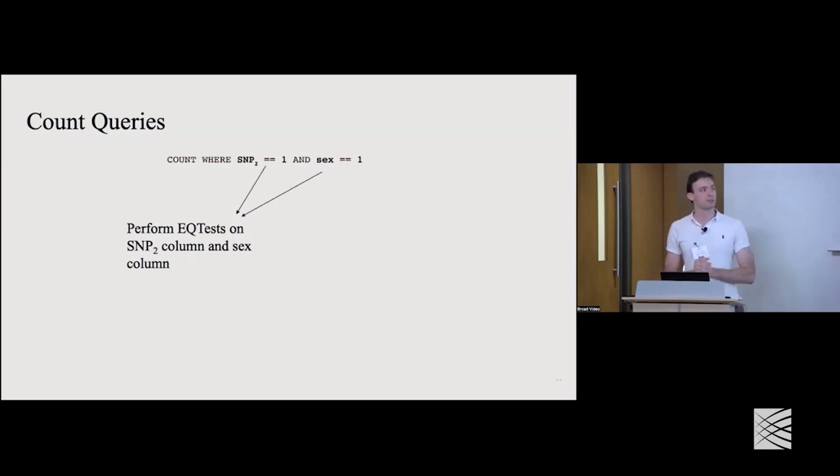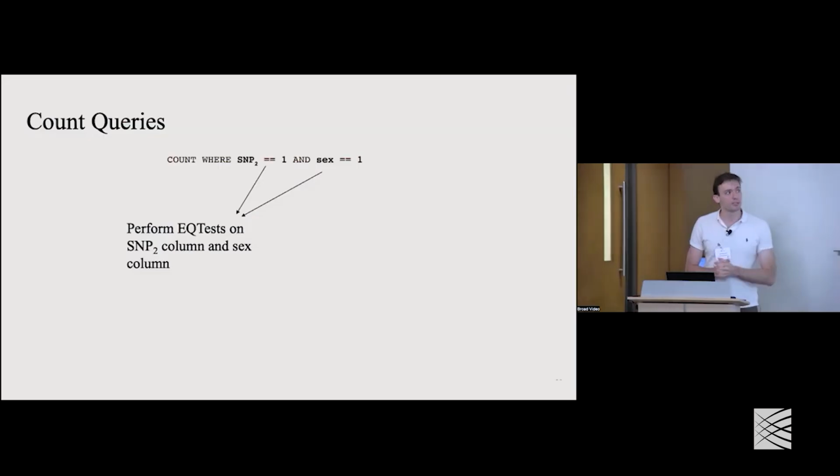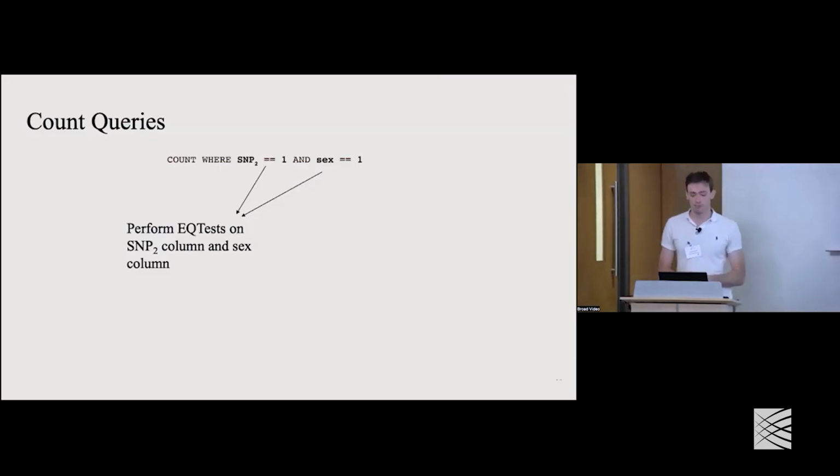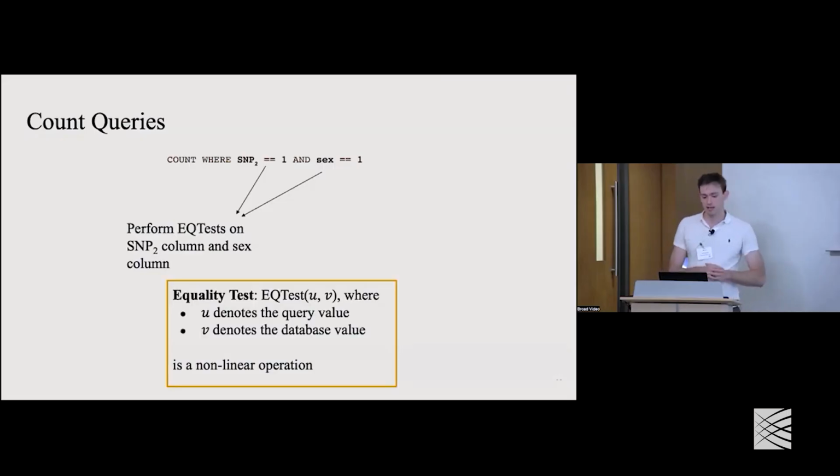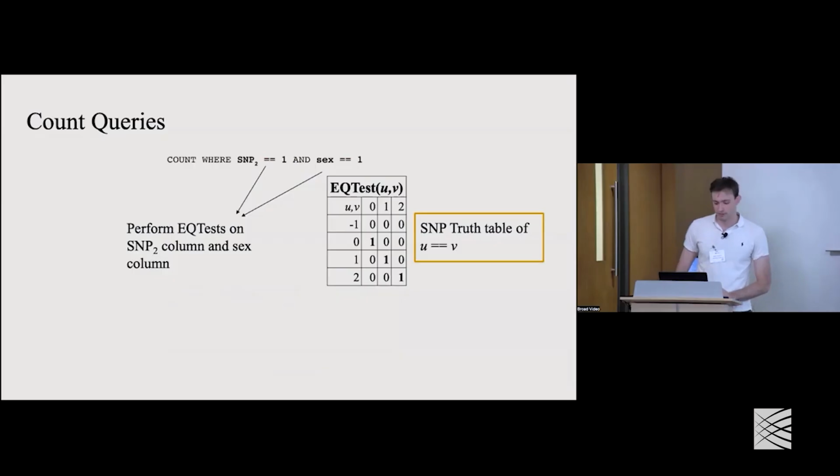Basically, we need to check for each patient in the database: do they have a 1 for SNP2? And do they have a 1 for sex? Unfortunately, an equality test is a nonlinear operation. So like we said, we have to approximate this with a polynomial. We're going to first build out this truth table where U is our database value and V is the query value. And essentially, it's just the one on the diagonal when the values are equal. Very simple.